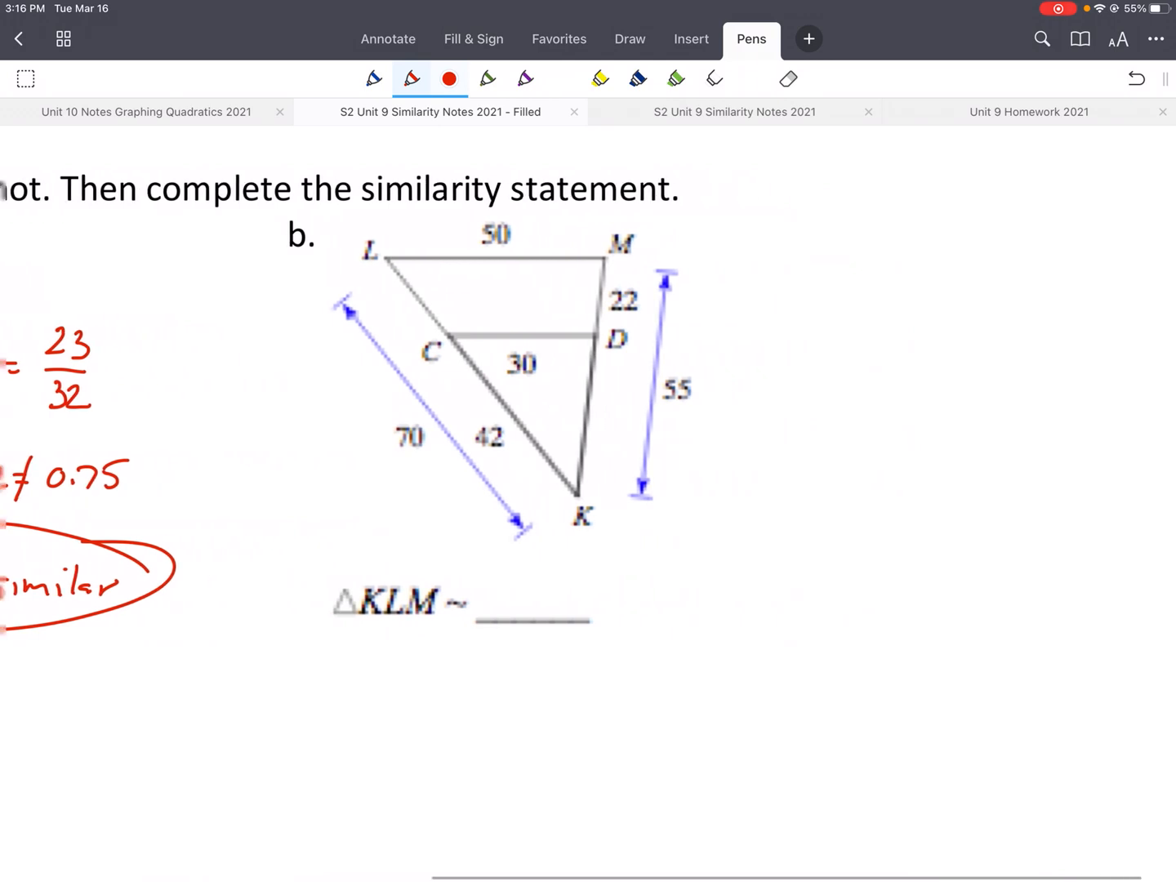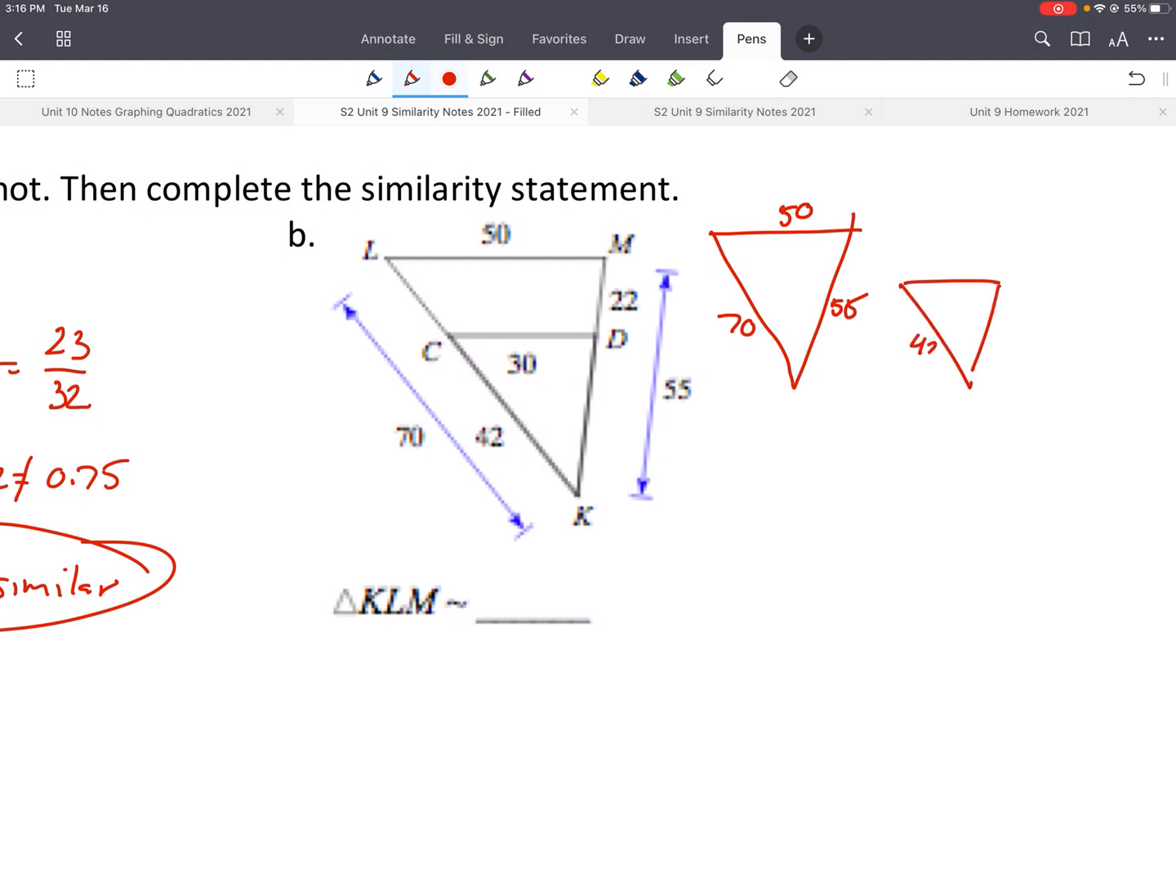All right, here's another. For this one, we could do it two different ways because we have two sides with a shared angle, so you could do side, angle, side. But since we're doing side, side, side, let's try side, side, side. You could write these separately if it helps. We could make a big triangle here. This would be 70 and 55, and then we have a smaller triangle, which is 42, 30, and we need to figure out what this is. We'd do 55 minus 22, that should give you 33.